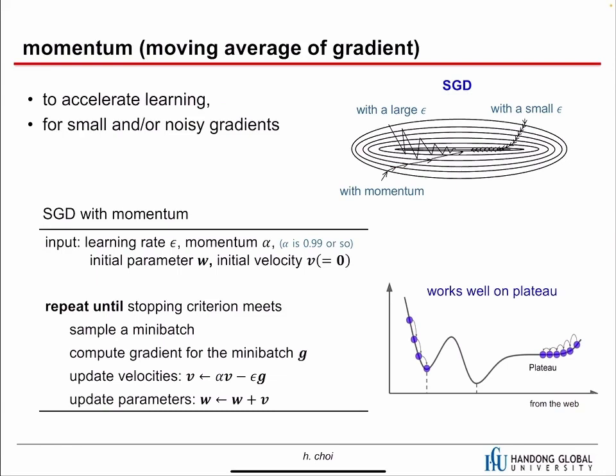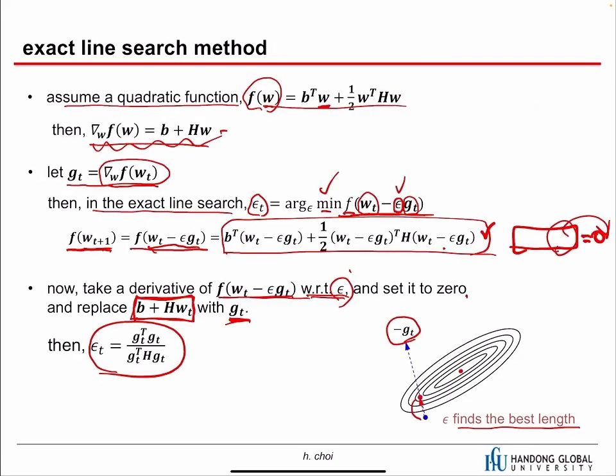But the line search method is not used most of the time because it involves this Hessian, and we don't like the Hessian that much when the parameter is in a high dimensional space. So instead of using this exact line search, we come up with some simple ideas.